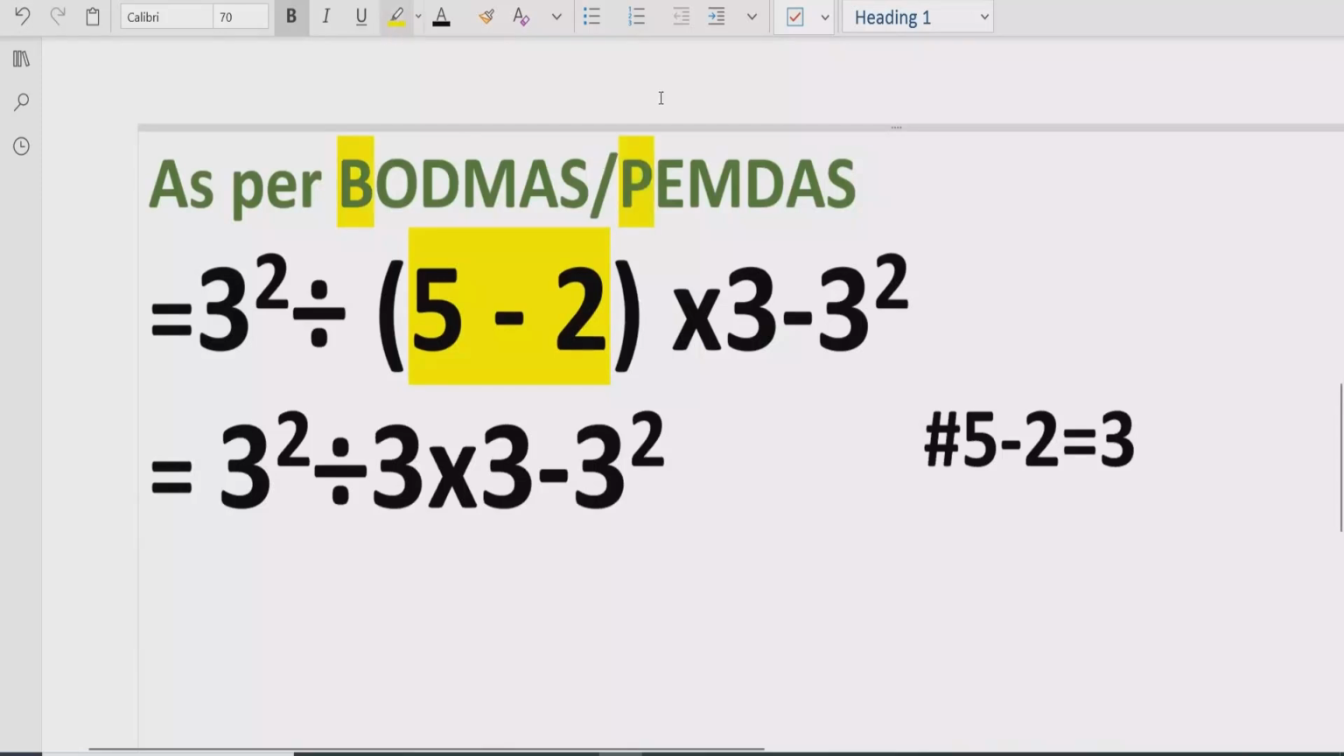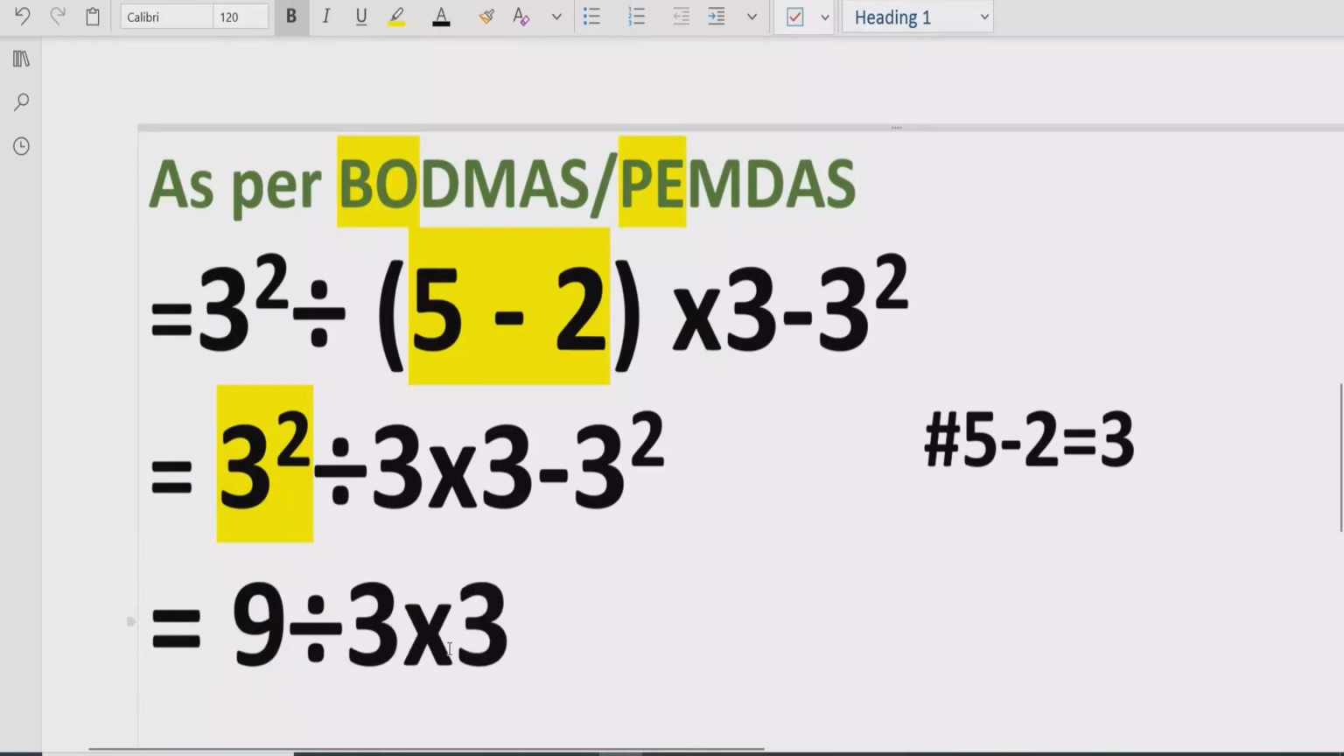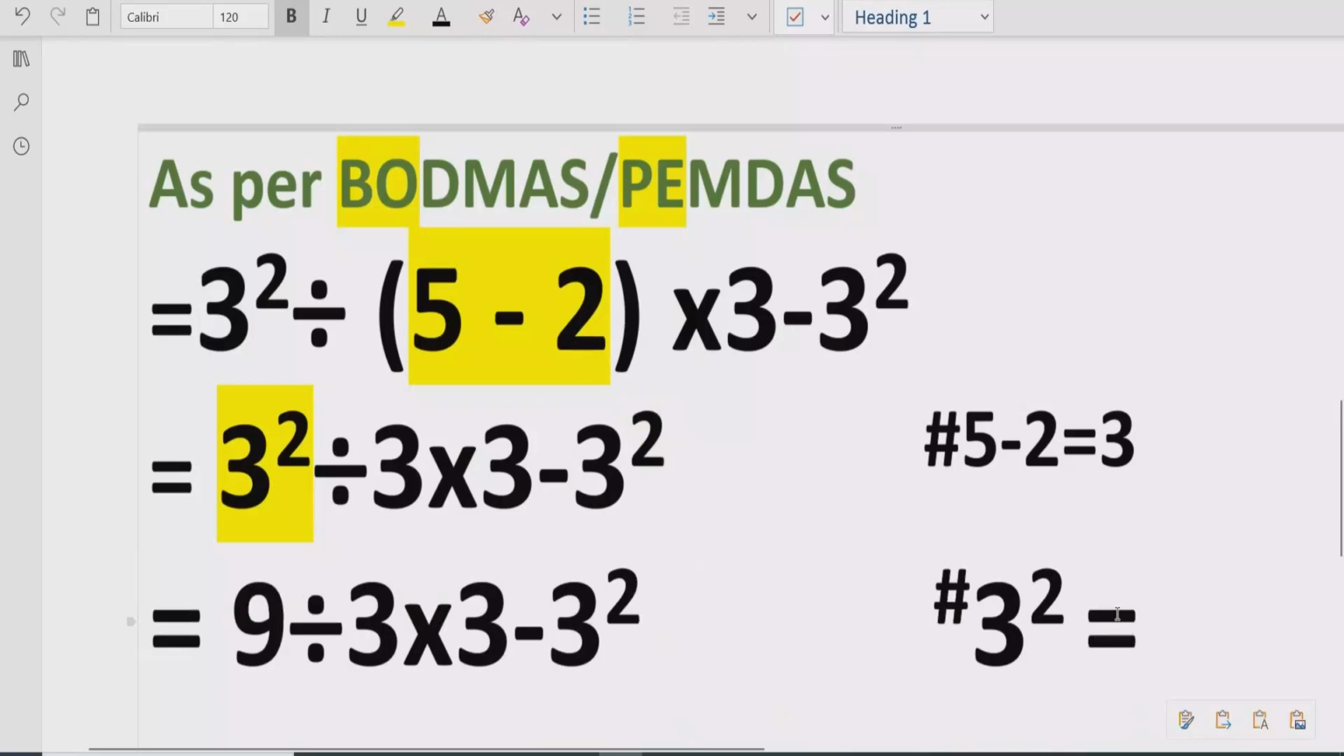Now we have to solve the exponent part, or order of operation. Here we have two numbers which have the power. So first we have to solve the first one, which is 3 raised to power 2. 3 raised to power 2 means 3 multiplied by 3, which is equal to 9. Divided by 3, multiplied by 3 again, minus 3 raised to power 2, we will write as it is. And here we give the reference: 3 raised to power 2 equals 9.